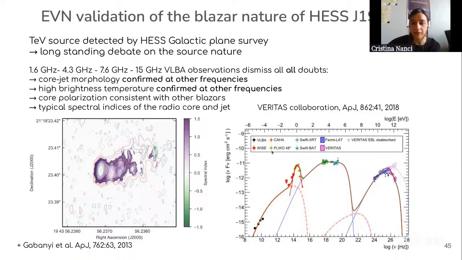In the same paper, the VERITAS collaboration also presented the SED modeling for this source using a two-zone model, in which the emission from the host galaxy was also taken into account.